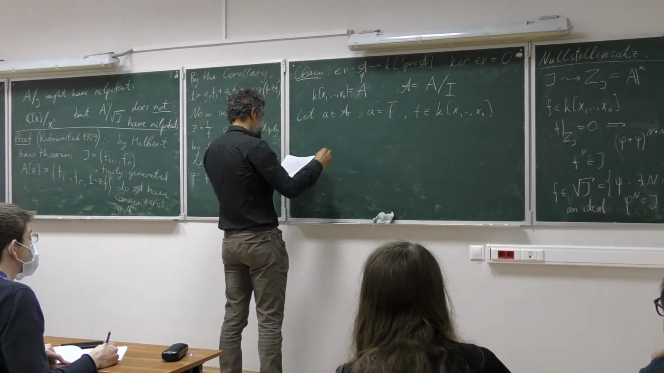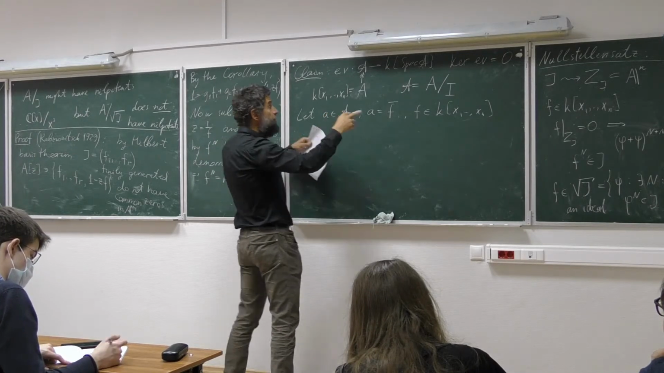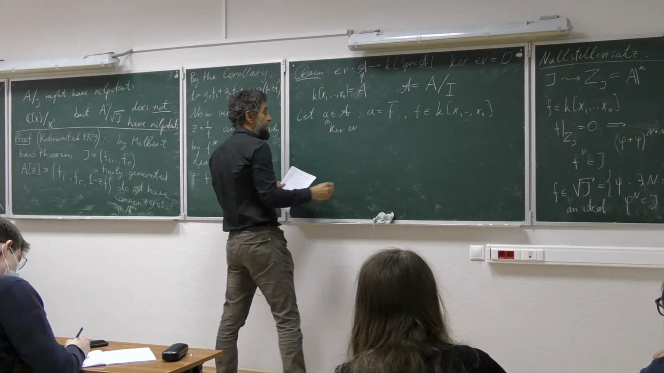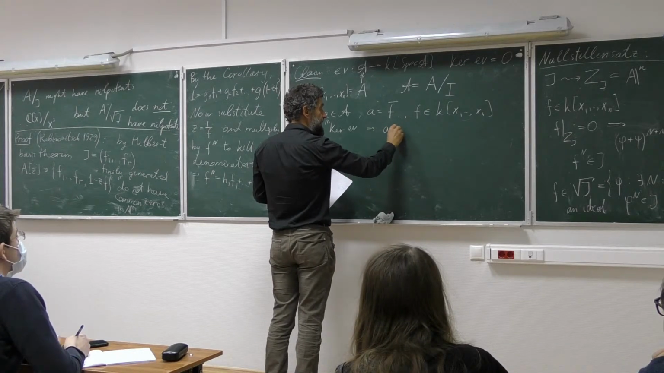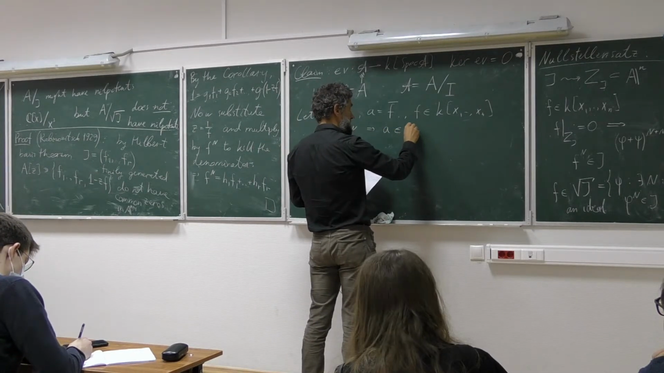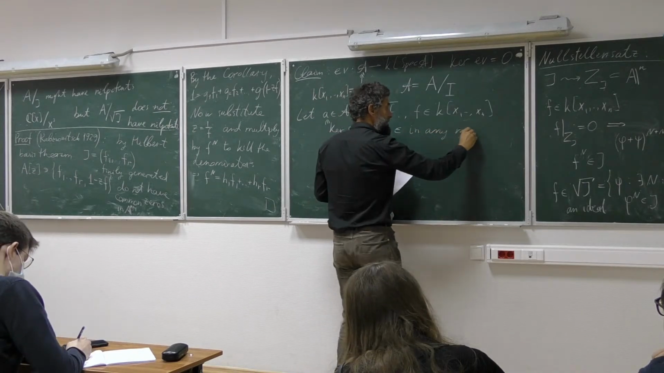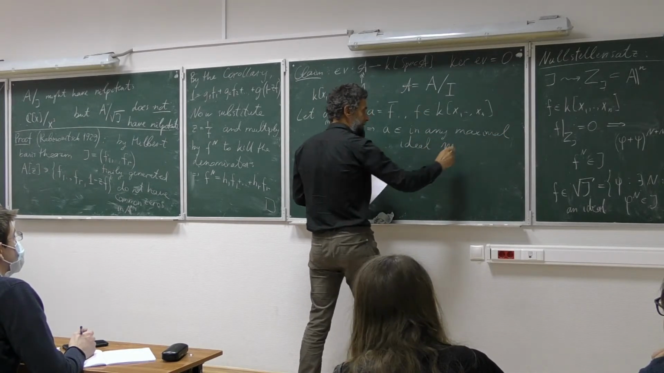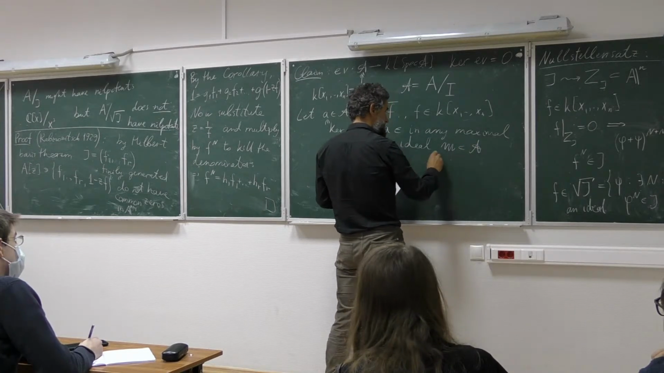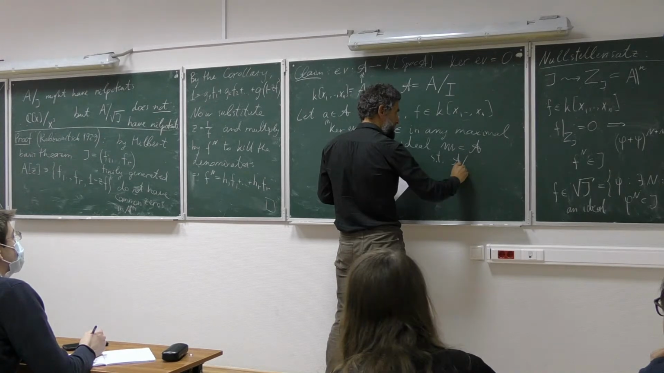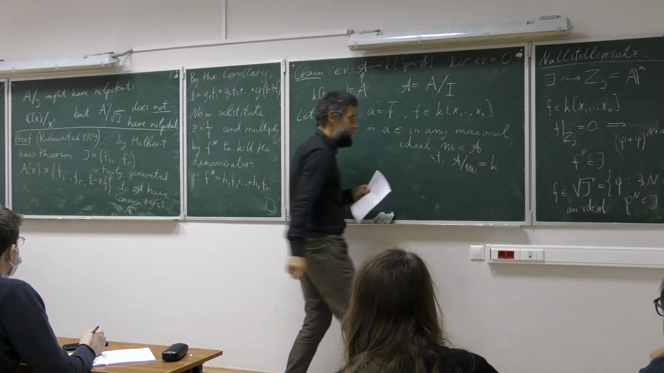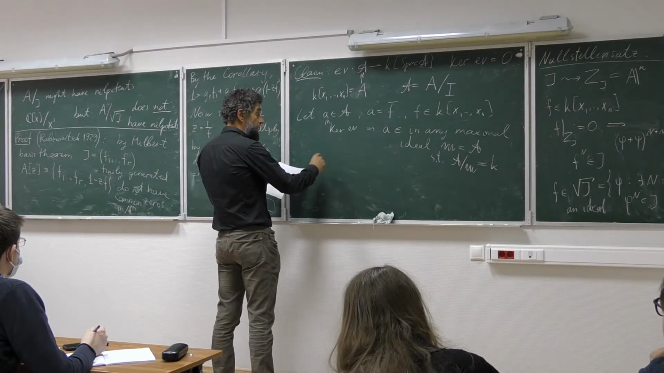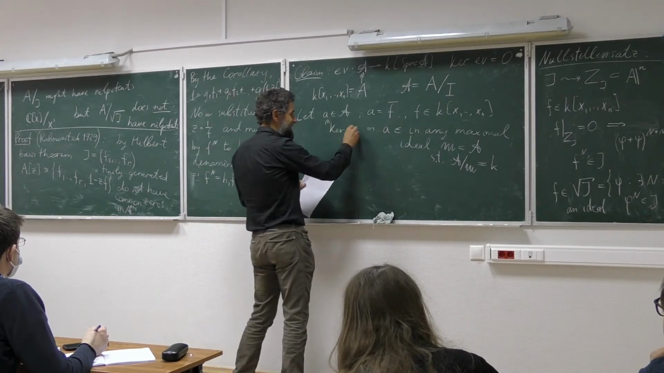Okay, and if this A lies in the kernel of evaluation, then it means that A lies in any maximal ideal of our algebra, such that the algebra over M is isomorphic to the base field. Okay? And we want to prove that under such assumption, A is 0.